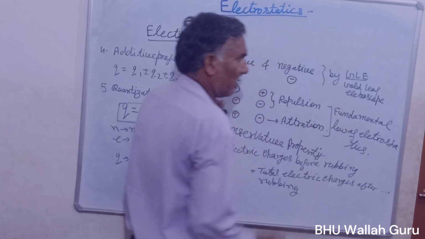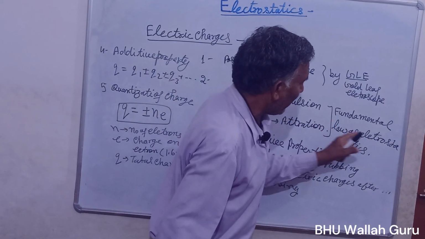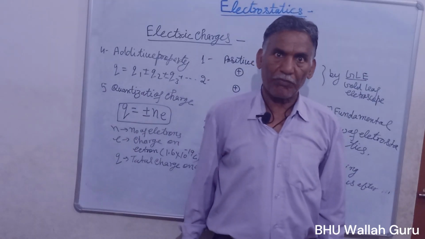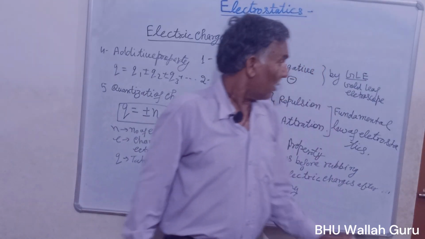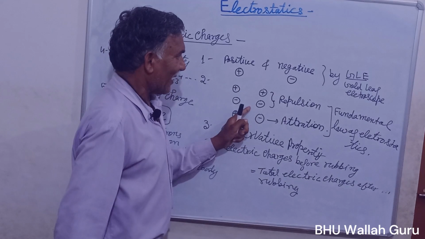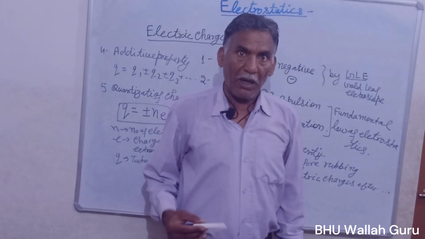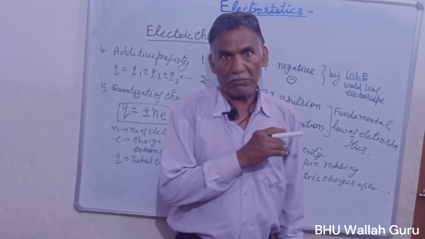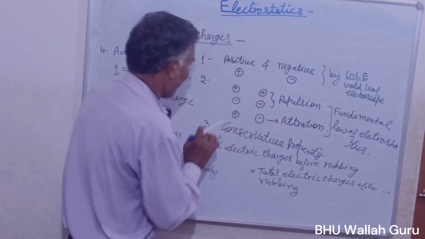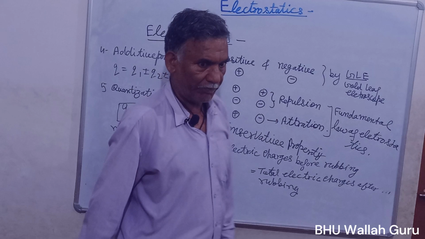This phenomenon is called the fundamental law of electrostatics. According to this law, like charges repel each other and unlike charges attract each other. Now, the third property is the conservative property.